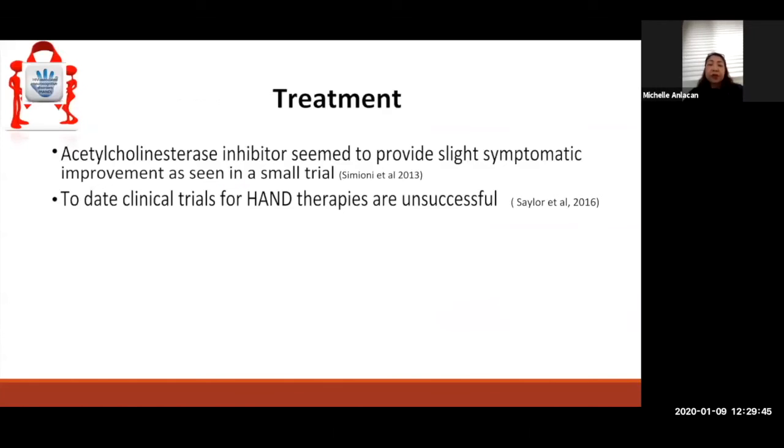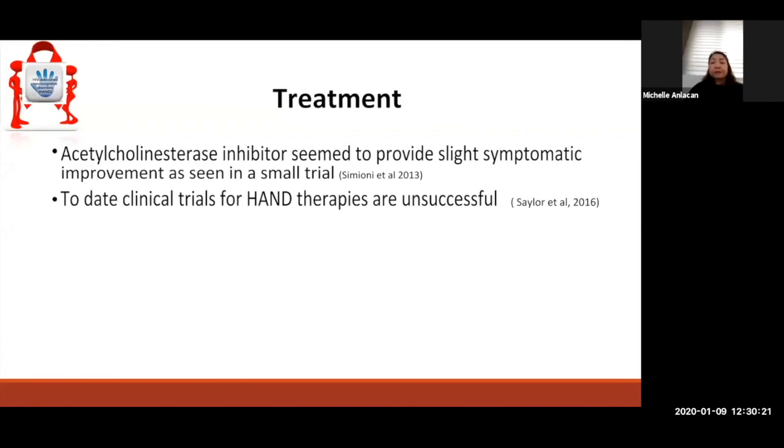So treatment, this is very sad because we don't have exact treatments for it. We have tried acetylcholinesterase inhibitors for these patients, but they are not very effective. Only slight symptomatic improvement are seen in a small trial. Acetylcholinesterase inhibitors are medications that we give for patients with Alzheimer dementia. So hindi siya masyadong effective. There are no current treatment guidelines for this.